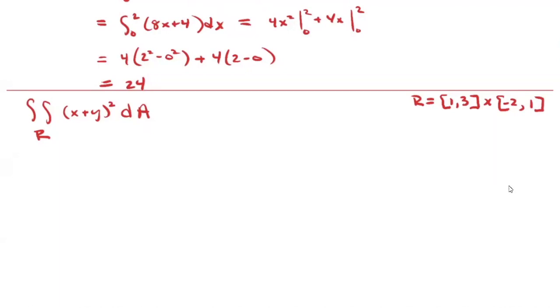And so easy enough, we can go straight to that with an iterated integral. So you're still integrating (x + y)^2, but then we do dy. I like doing dy first and then dx. So we know that y goes from -2 to 1, x goes from 1 to 3. Okay, any questions?